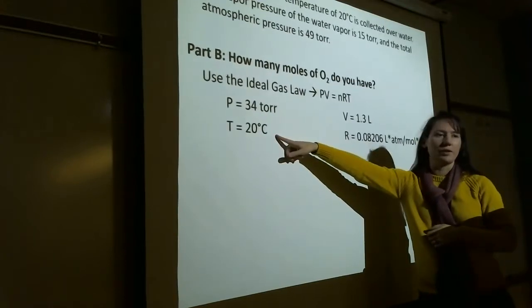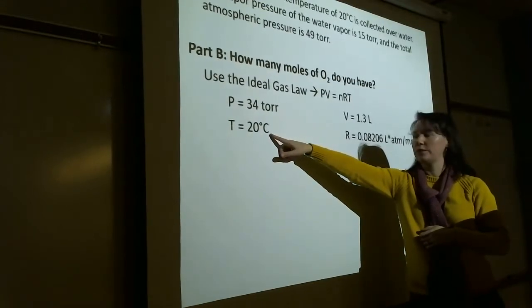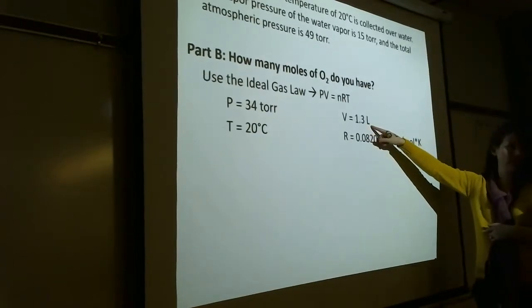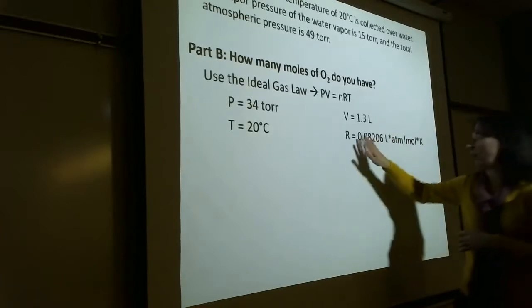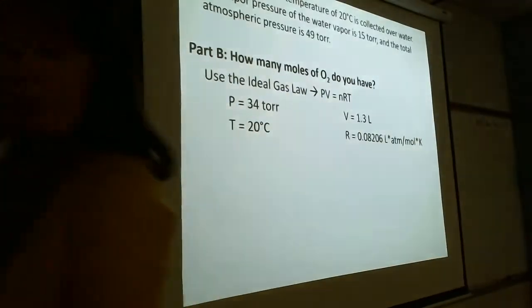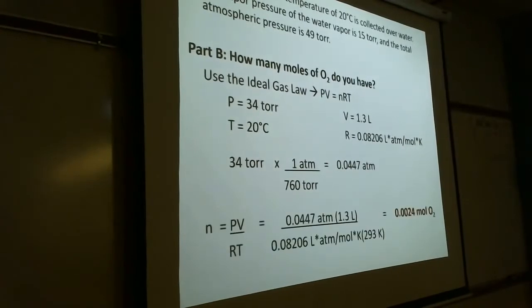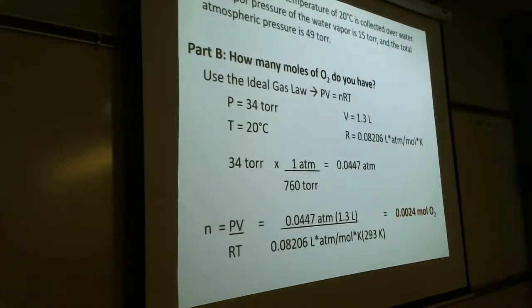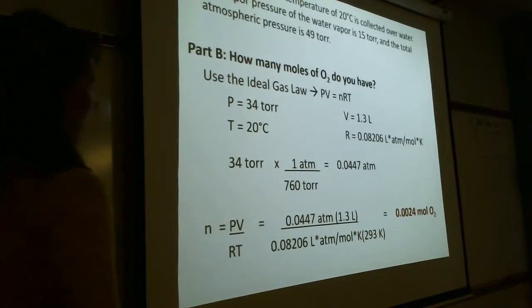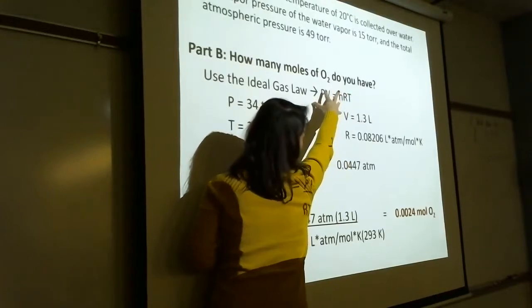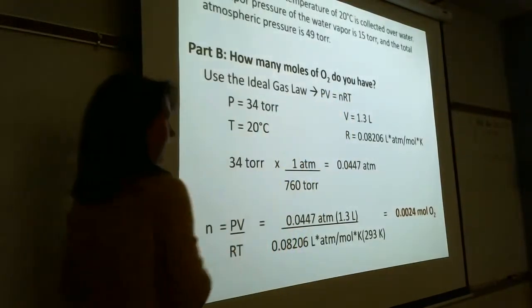Can I leave Celsius as that? Nope, got to convert to Kelvin. Am I okay with that volume? Volume in liters is fine, yes. And R is a constant. So I've got to first convert torr to atmospheres, 760 torr per atmosphere. Now I can plug it into the ideal gas law. If PV is equal to nRT, how do I get n by itself? I just divide both sides by RT. Or you could plug directly in, just dump it all in there and do your algebra. You get the same answer either way.